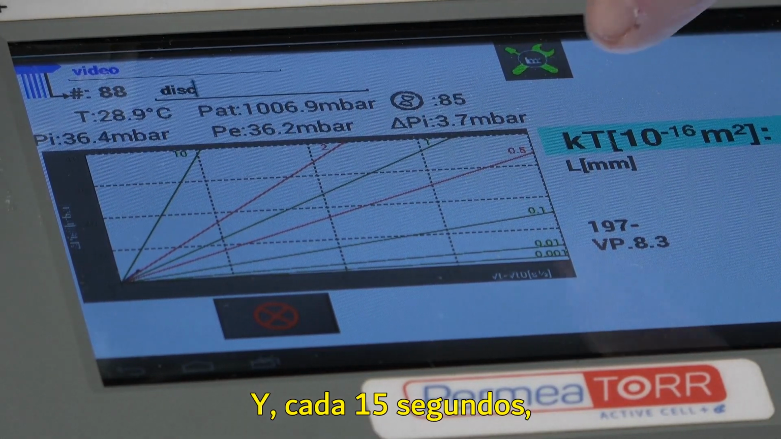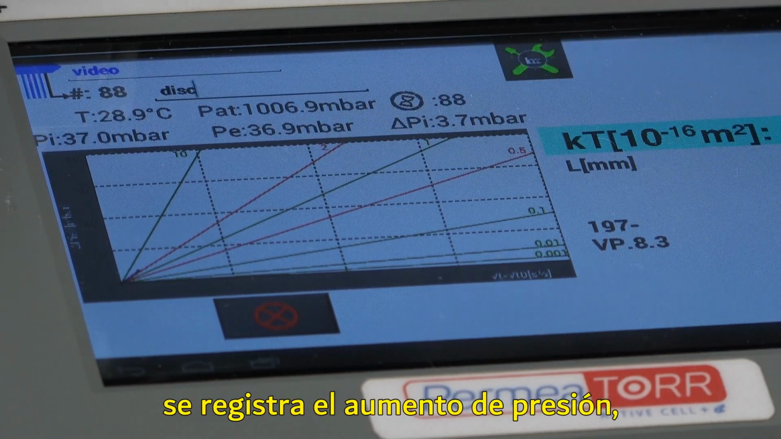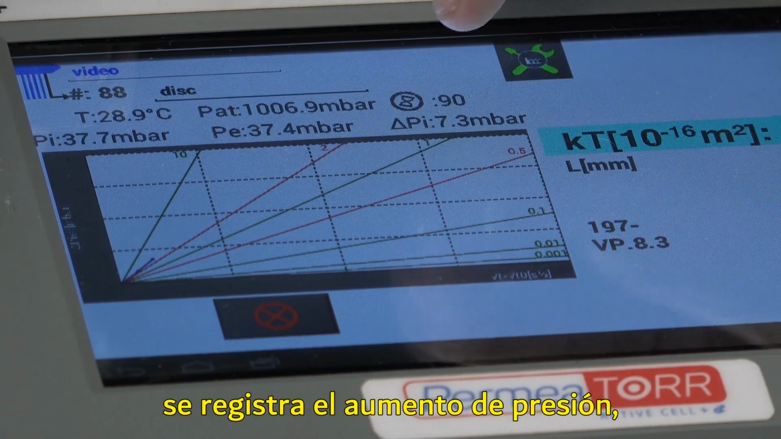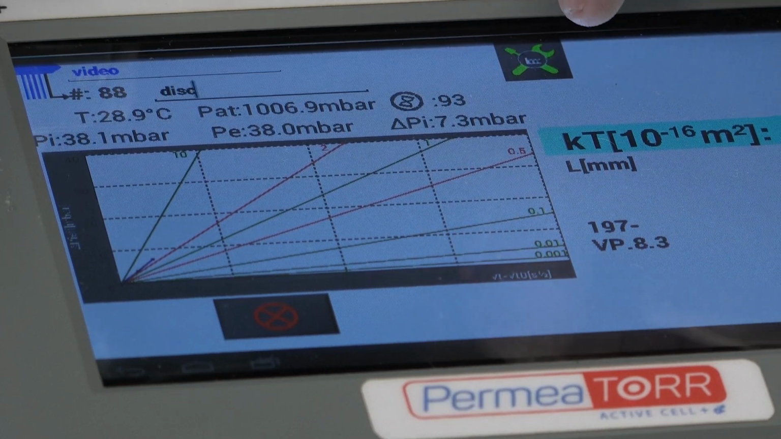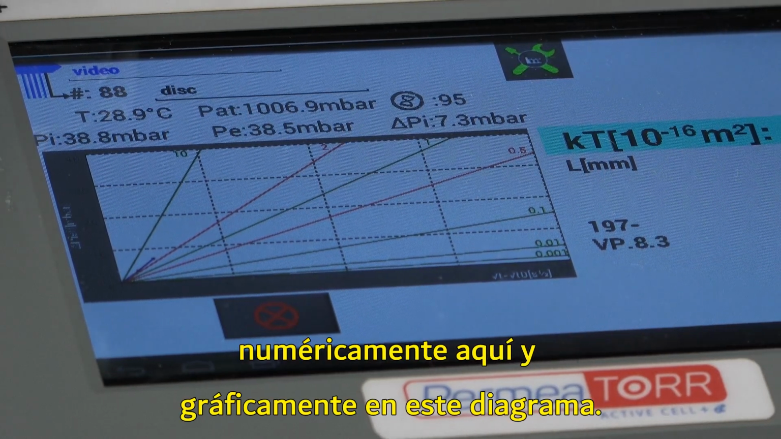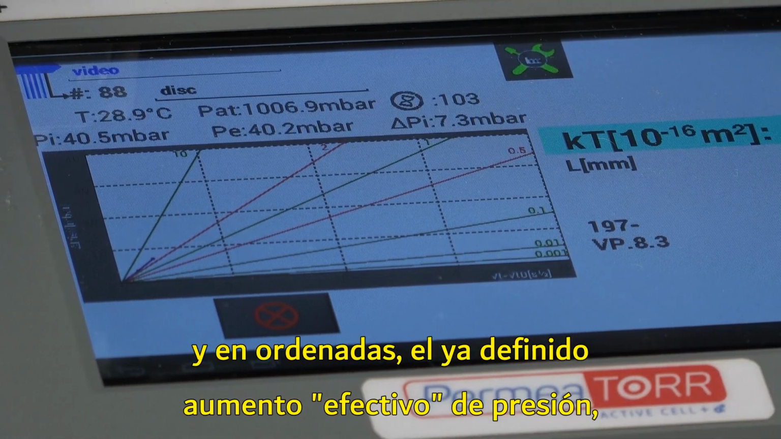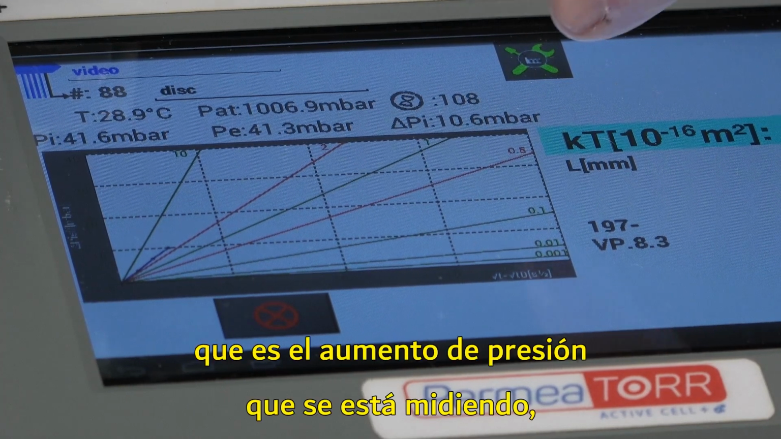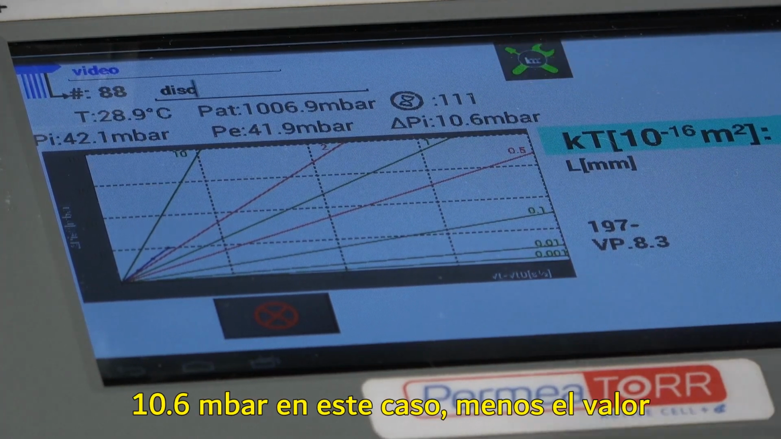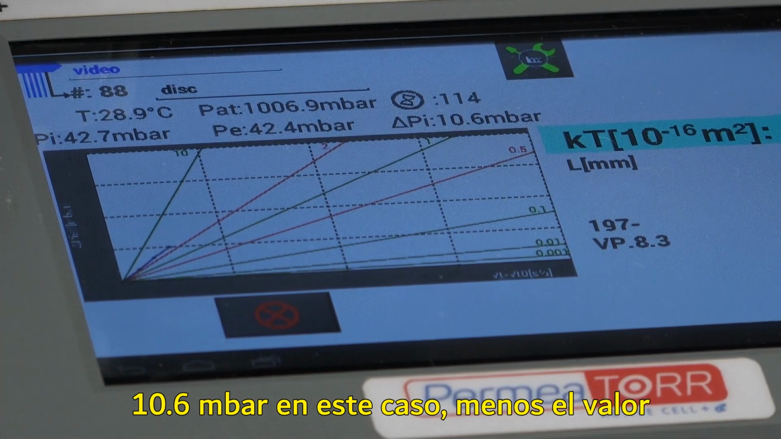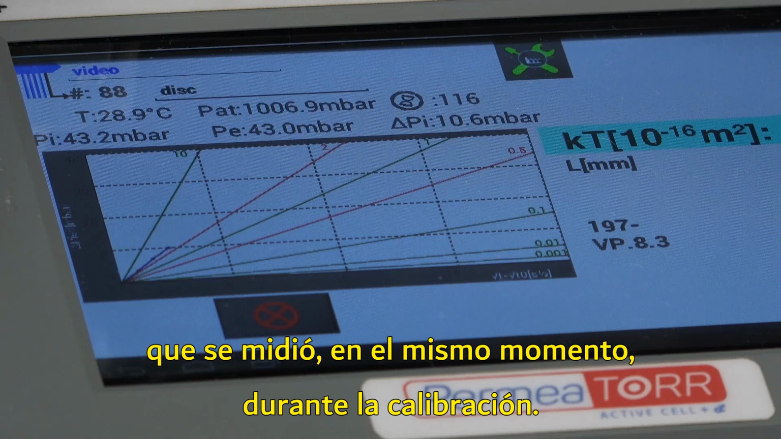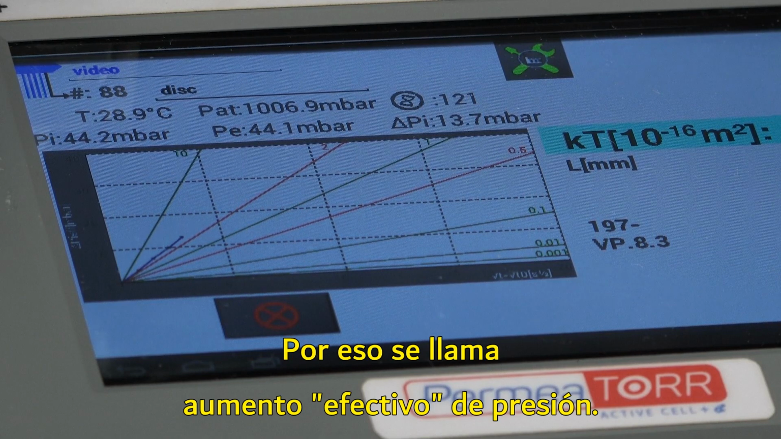And now, every 15 seconds, the increase in pressure is reported numerically here and graphically in this chart. This chart has in abscissas the square root of the time, and in ordinates the so-called effective pressure increase, which is the increase in pressure that is measured, like in this case 10.6 millibars, minus the value that was measured during the calibration at the same time. So that's why it is called effective pressure.